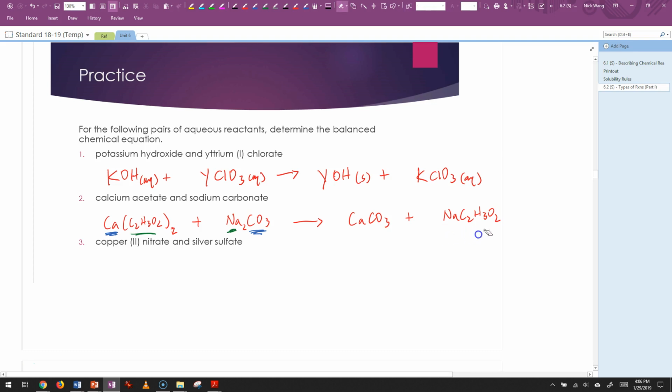So to finish it off, let's throw in the states of matter. If I look at my solubility rules, I'll see that CaCO3 is in fact insoluble in water, and the NaC2H3O2, sodium acetate, is going to be aqueous. I know that's going to work out. And then I'm going to balance it by throwing a 2 in front right there. And that's basically it. Does this reaction occur? Yes, it does, because it forms at least one insoluble product. Try the last one on your own, and that'll do it.